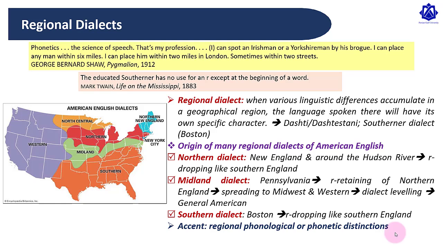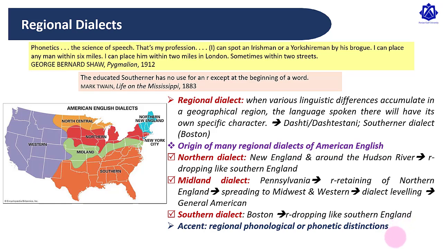What does it tell us? It tells us that people who are speaking in the same way would center in one region, in one geographical place. Mark Twain, when he said, "The educated southerner has no use for an R except at the beginning of a word," is talking about R dropping, which is one of the distinguishing features between Southerners and those in the Midland who retain R.